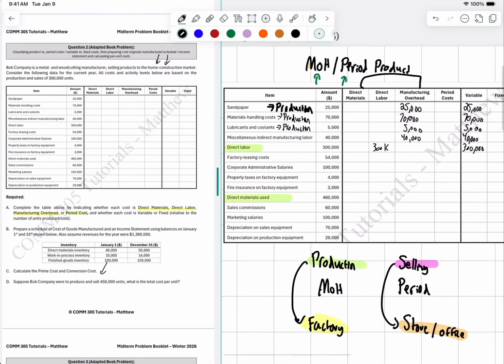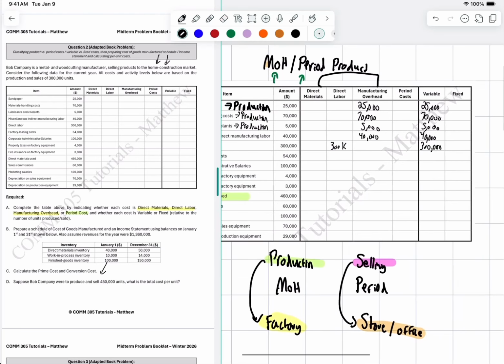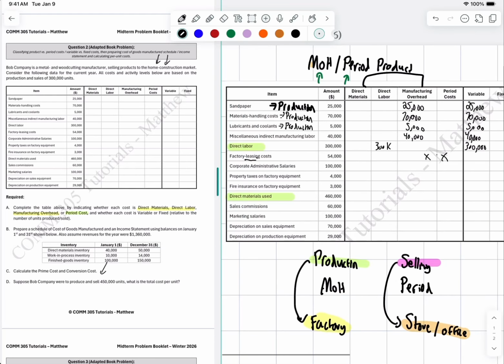Okay. Next, factory leasing cost. So, guys, is factory leasing a period cost? Is that related to production or is that related to sales? Now, when you see leasing, that's basically like renting a building. Leasing and renting are pretty similar. Obviously, there are legal differences, but for all intents and purposes, a lease is like rent. Now, is this lease related to production or selling? Well, remember the key word here. The key word is factory. I make things out of a factory and I sell things out of my store or office.